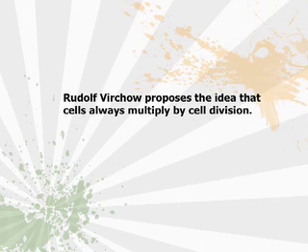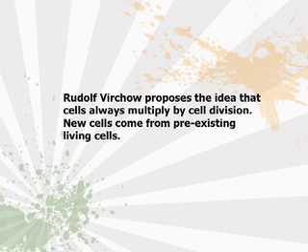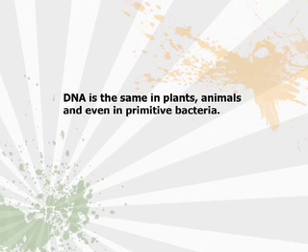In 1855, another German scientist, Rudolf Virchow, proposed the idea that cells always multiply by cell division. New cells come from pre-existing living cells. From the work of Watson, Crick, and many other scientists, we know that DNA is the same in plants, animals, and even in primitive bacteria. Although the amount of DNA varies and the DNA codes for different proteins, all DNA is the same structure and works in the same way to code for cell instructions. Some of the DNA codes for proteins in bacteria is identical to the DNA codes for the same proteins in our cells. Based on this evidence, scientists believe that all life on Earth is interrelated.